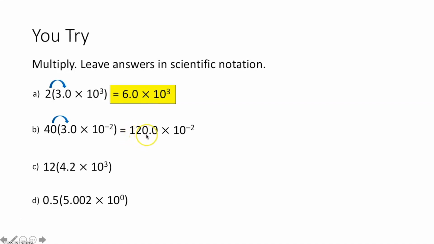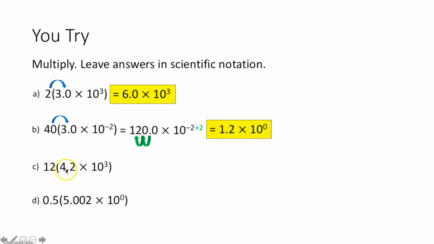120, we now have to convert it so that it is a number between 1 and 10. So I'm going to take this decimal and move it to the left 2 decimal places. Now, since I had to move it to the left 2 decimal places, I have to add 2 to my exponent here. And what's negative 2 plus 2? That's going to be 0. So this is going to be 1.2 times 10 to the 0 power.